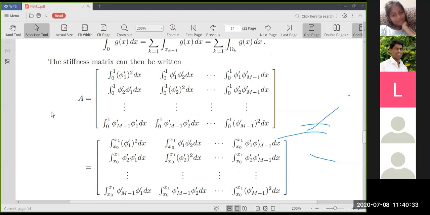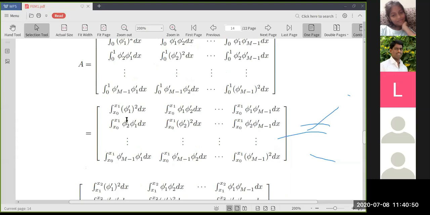Now what I am going to do is split this integral into several subintervals. You can write it as integral x0 to x1, x1 to x2, x2 to x3, etc., like that, right? So that is what we are trying to do here. Integral x0 to x1, phi 1 dash square dx.